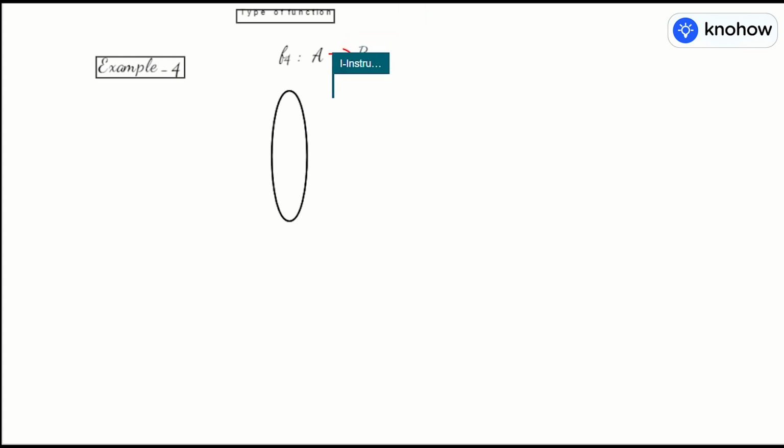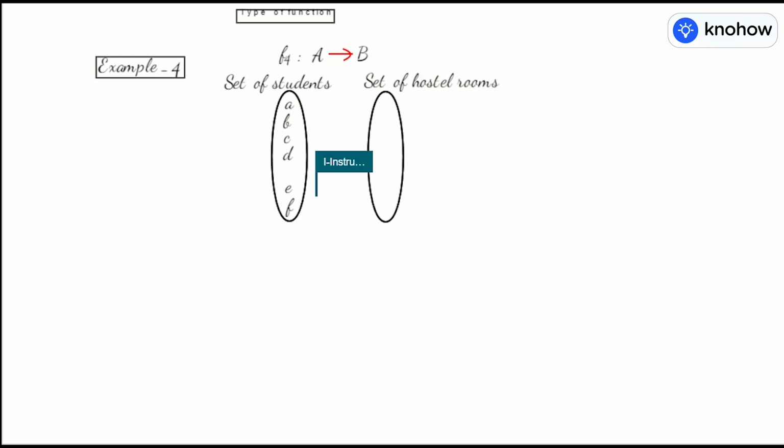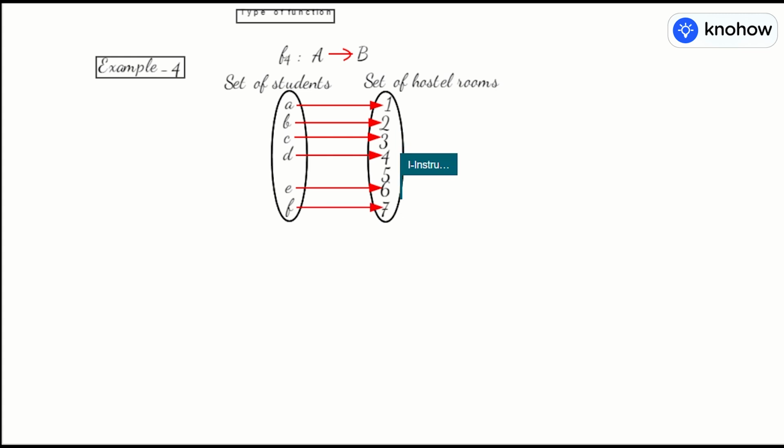Let us take example 4. One more example in continuation of the earlier discussion. Call it example 4, f4, such that A to B, where A is the set of students A, B, C, D, E, F, and B is the set of hostel rooms 1, 2, 3, 4, 5, 6, 7. Okay, look at this situation. A1, B2, C3, D4, E6, and F7.